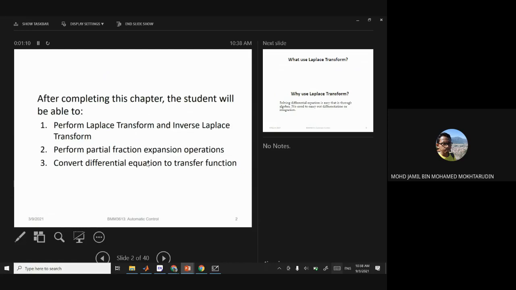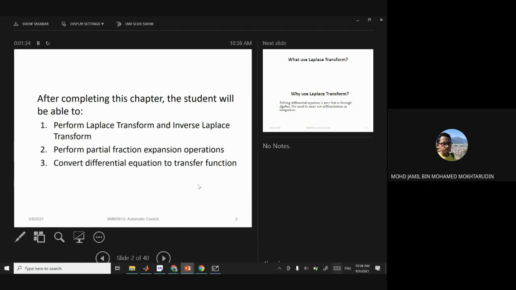And then second, you will learn about partial fraction. You will be able to perform partial fraction. This is also I have learned maybe in calculus. And lastly, you will learn about how to convert differential equation to transfer function. Okay, so the importance of this chapter is how to get the transfer function. So what is transfer function basically?